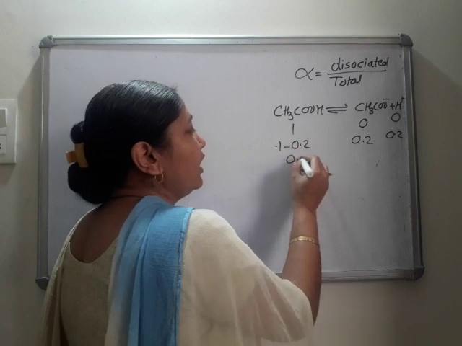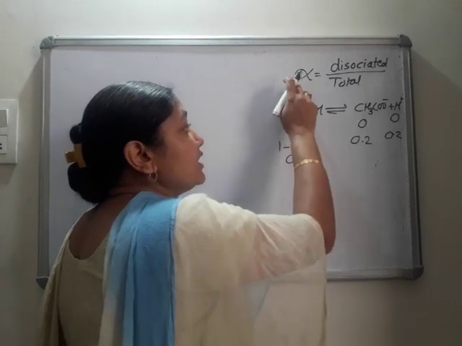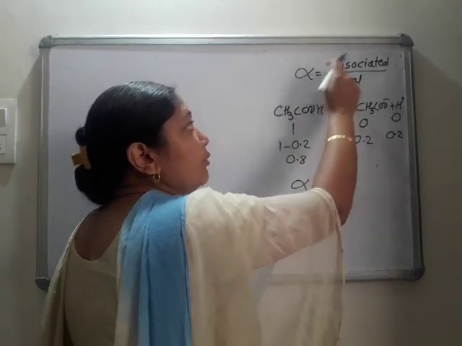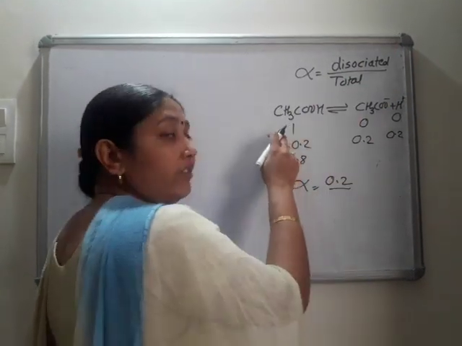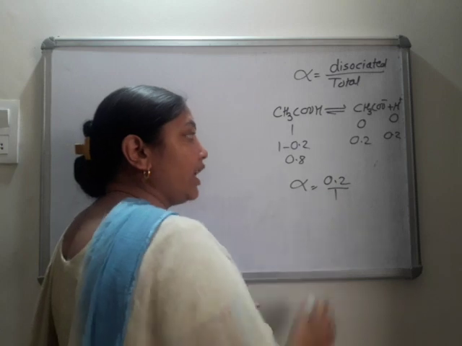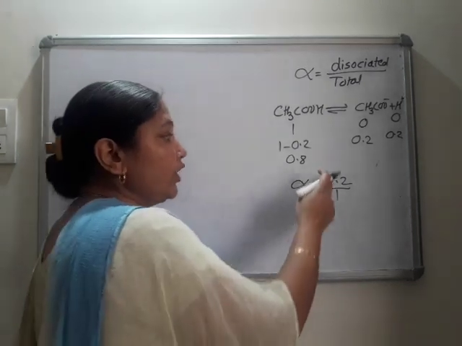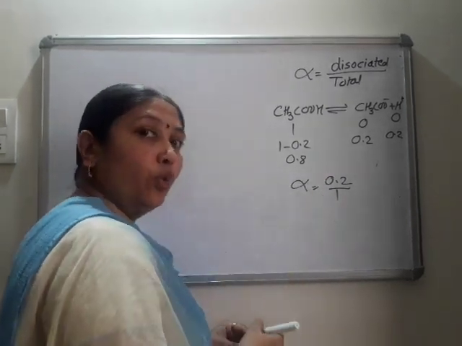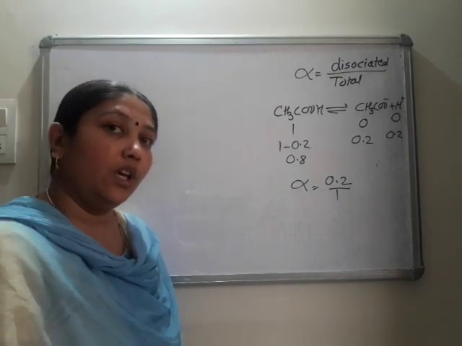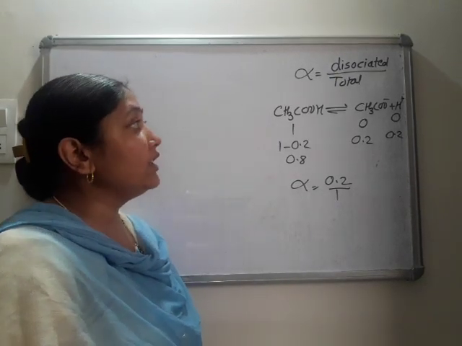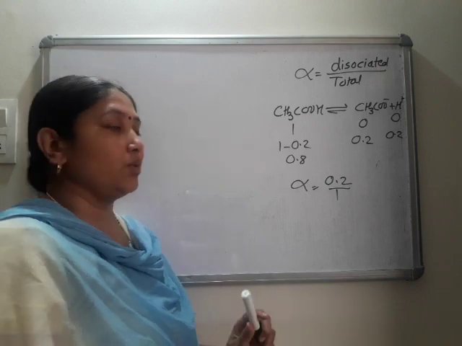0.2. What is the amount left? 0.8. What is alpha for this? Number of particles dissociated. How many dissociated? 0.2. How many were there in the beginning? Total number of particles? 1. So 0.2 upon 1, that is 0.2. That is the dissociation of that weak electrolyte, and we call this the degree of dissociation.